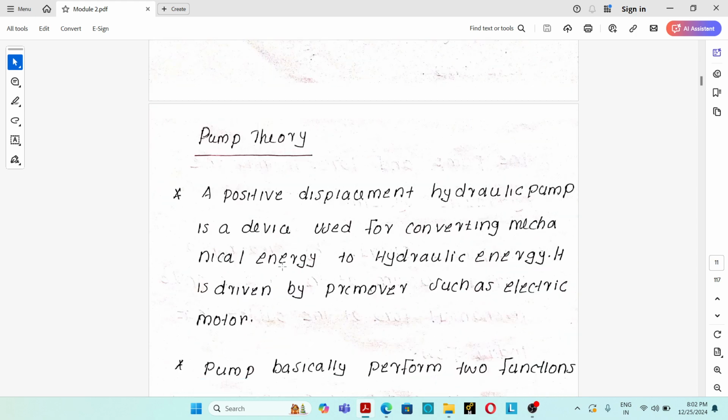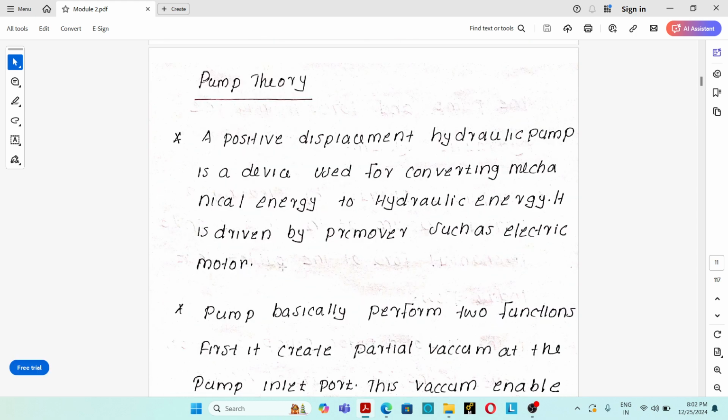So next one is pump theory. In the case of positive displacement pump, what is the pump theory? We are going to discuss positive displacement pump, not hydrodynamic pump.